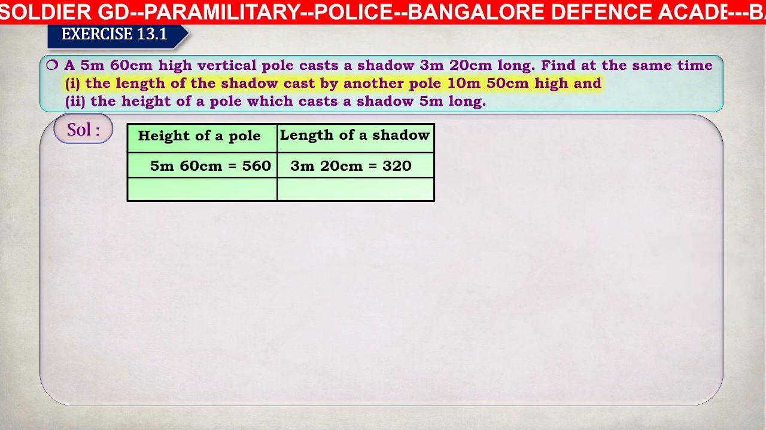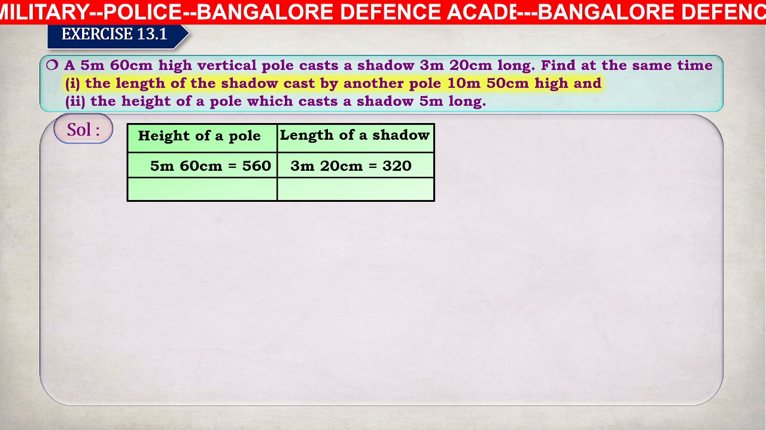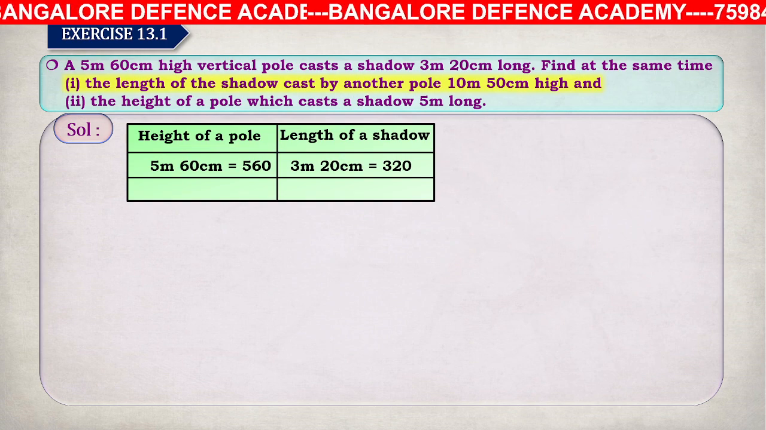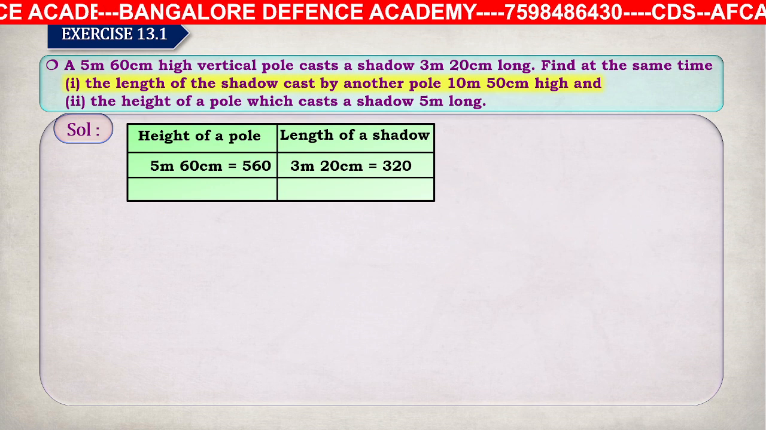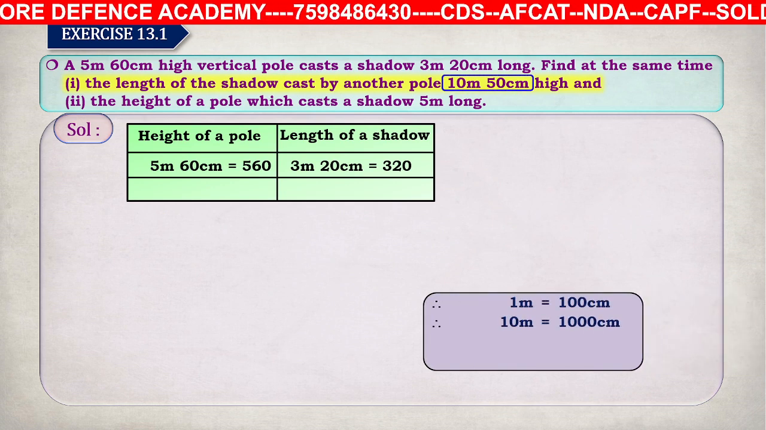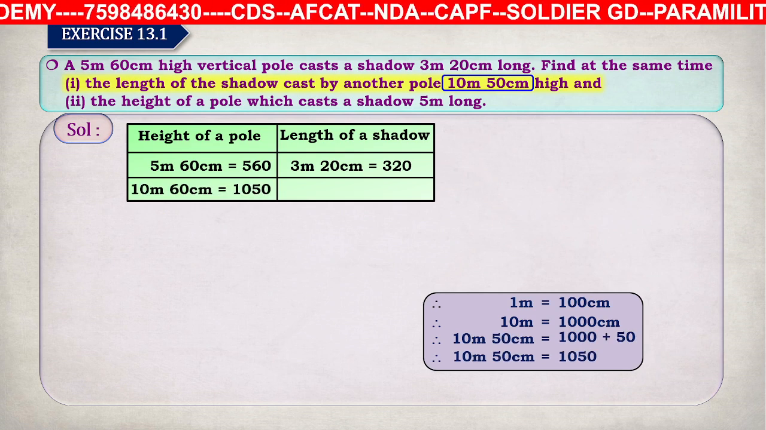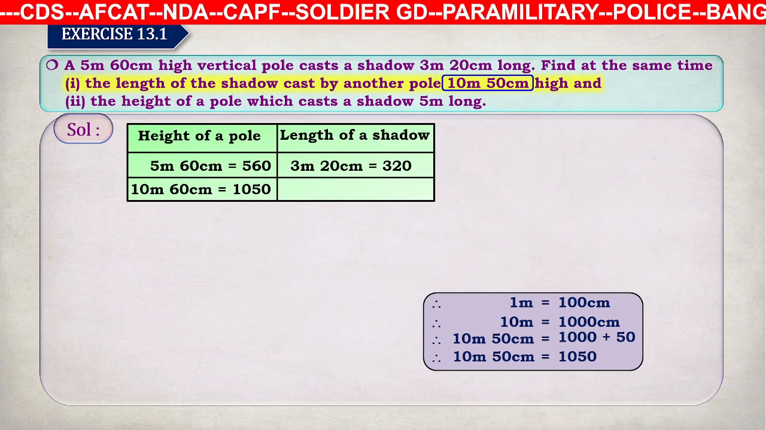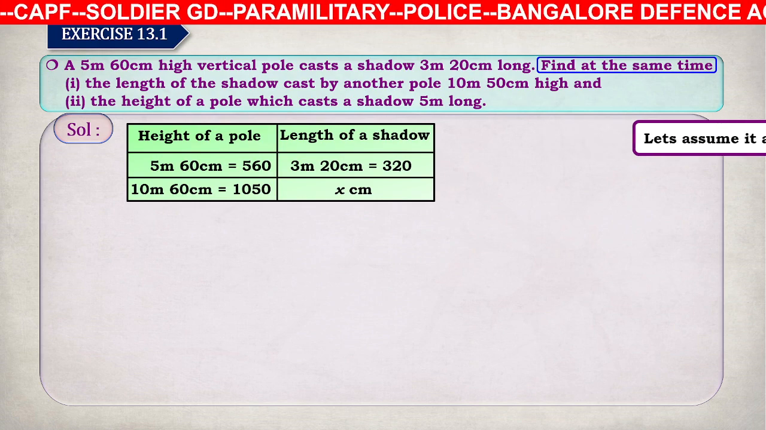I get 320 centimeter. Now the first question is, the length of the shadow cast by another pole 10 meter 50 centimeter high. The height of the pole is given, you have to find the length of the shadow. So here also you have to convert the meter into centimeters. So what happens, you just add 100, so you get 1000 here. So the final centimeter is 1050 centimeter. So now here I get everything into centimeter, and you have to find the length of the shadow. Okay, x. So now I have to take the ratio.